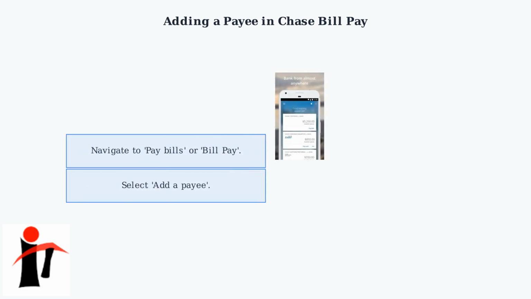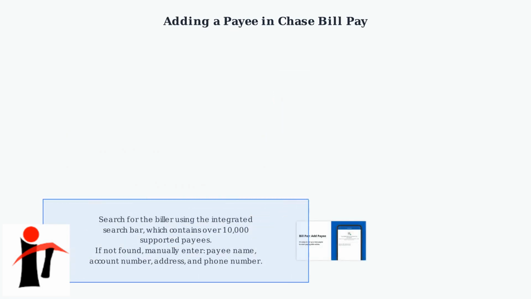Select Add a Payee. You can search for the biller using the integrated search bar, which contains over 10,000 supported payees. If the biller isn't found, manually enter the payee's name, account number, and address. For added security, include a phone number. Confirm and submit. Chase typically verifies new payees within 24 hours, thanks to recent AI enhancements.